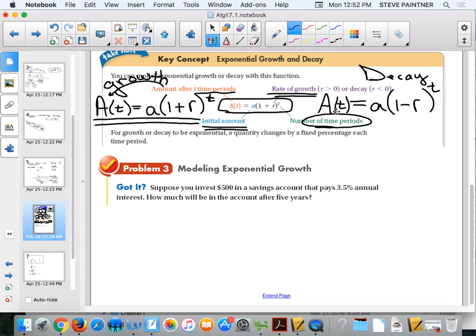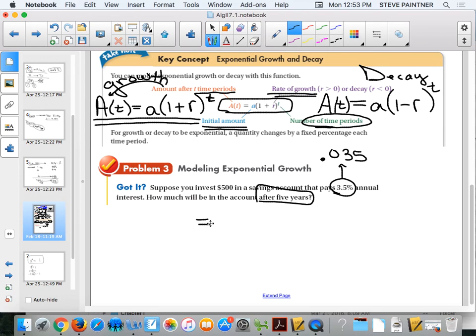Suppose you invest $500 in a savings account that pays how much? Tell me how to write that as a decimal. 0.035. Yes. So 0.035 is 3.5% annual interest. First of all, annual interest, that means you're getting paid once a year. How much will there be in your account after 5 years? First you've got to say to yourself, is this growth or is this decay?